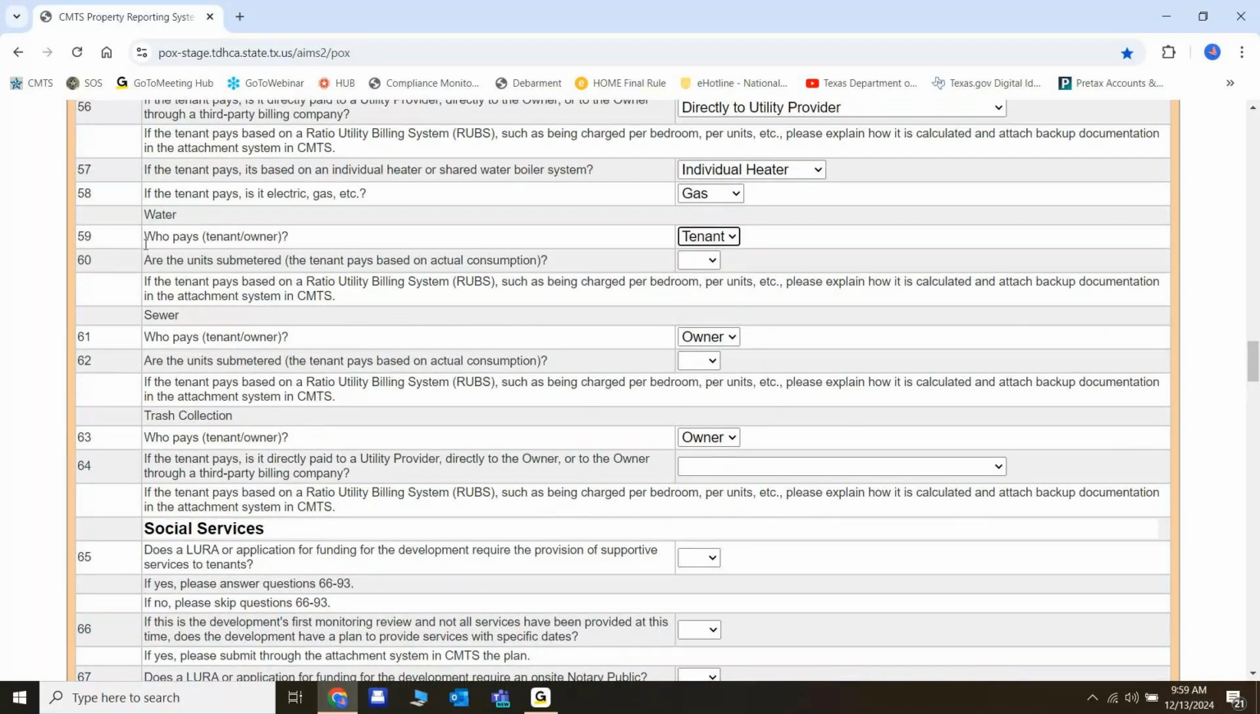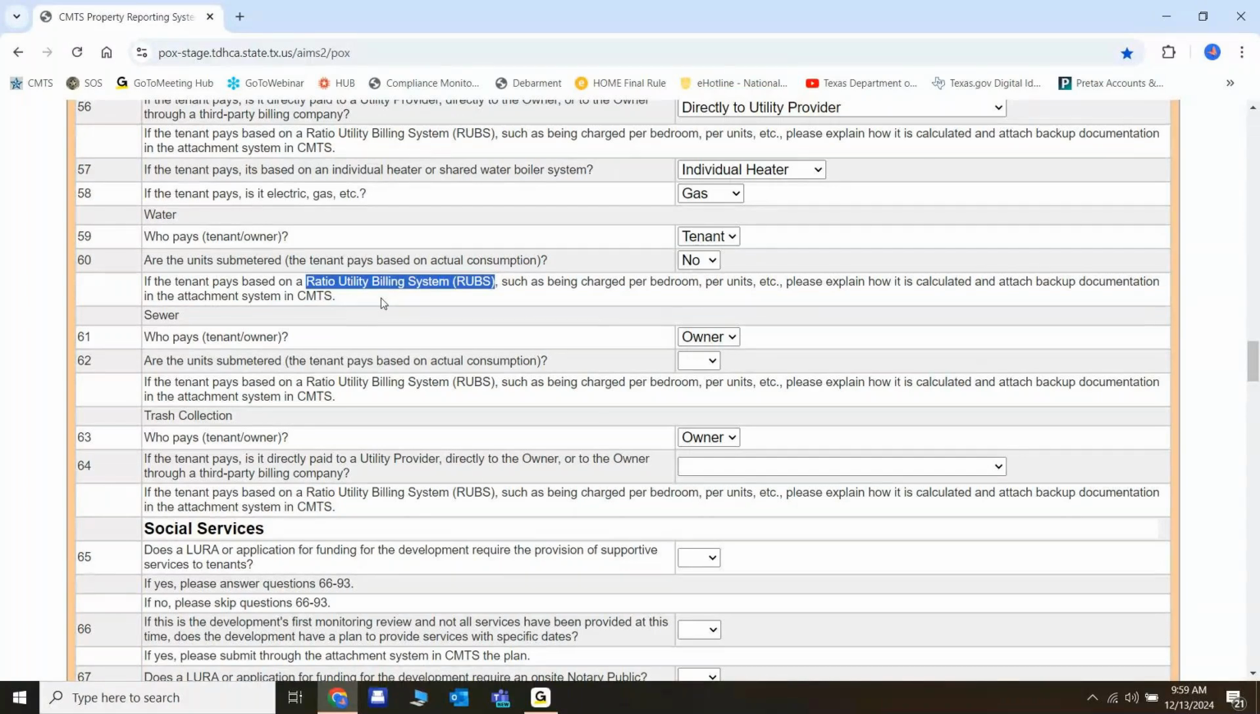If the tenant pays this, then we need to know, is it sub-metered and based on actual consumption? If it's yes, great. We know we're just going to use that from the PHA schedule. If it's no, then we need documentation of how you are doing your billing to these tenants. If it's on this RUB system, we need an explanation. We need backup documents all uploaded into CMTS.